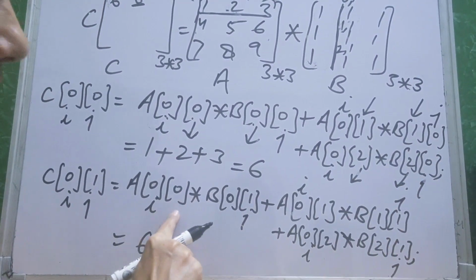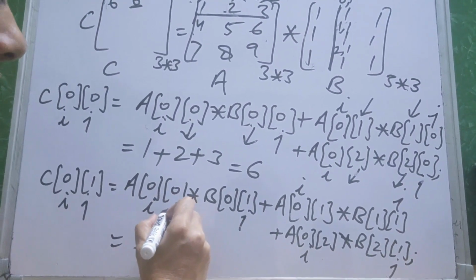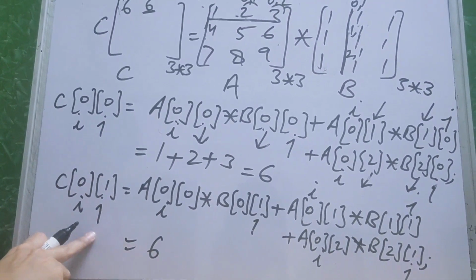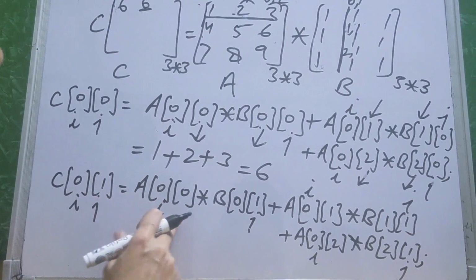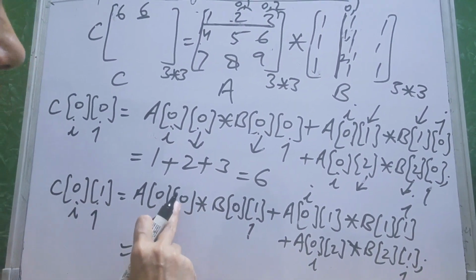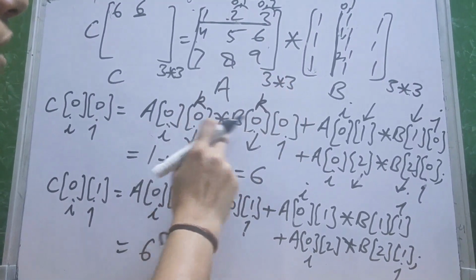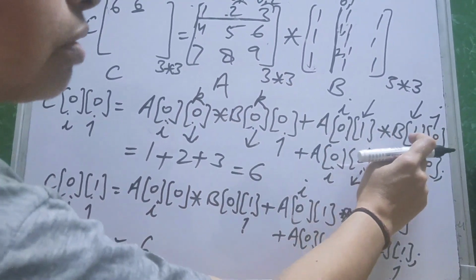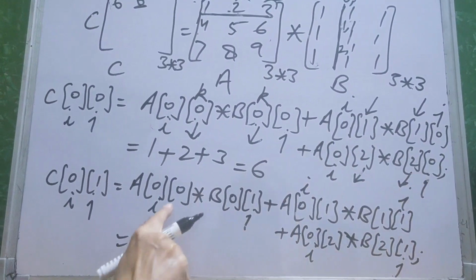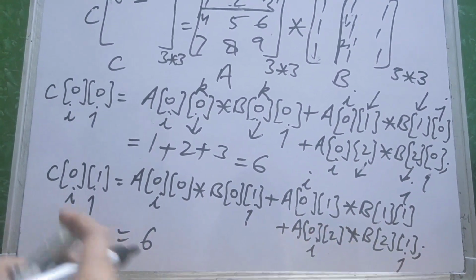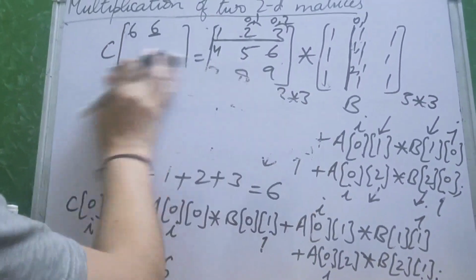Next for this, the loop started again. I is fixed, J increases to J equals to 1. Then K is going on initially. If we write it as K, this is for K equals to 0, this is for K equals to 1, this is for K equals to 2, this is for K equals to 0, K equals to 1 and then K equals to 2.